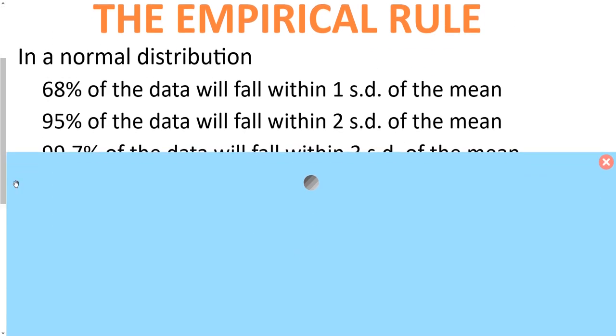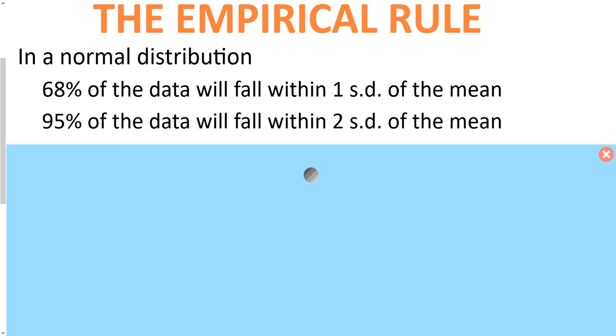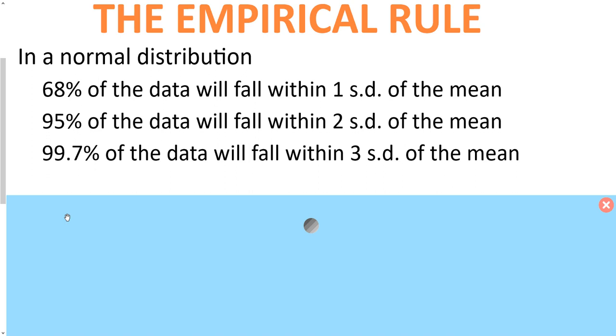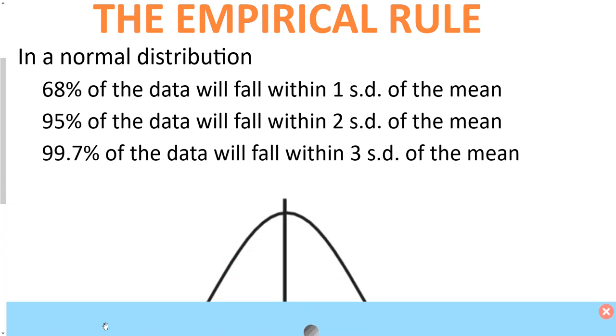In the empirical rule, it states that 68% of the data in a normal distribution will fall within 1 standard deviation of the mean. It has to be a normal distribution, though. 95% of the data will fall within 2 standard deviations of the mean. 99.7% of data will fall within 3 standard deviations of the mean. And I'm going to give you a nice visual here.